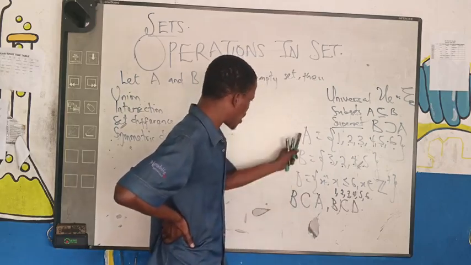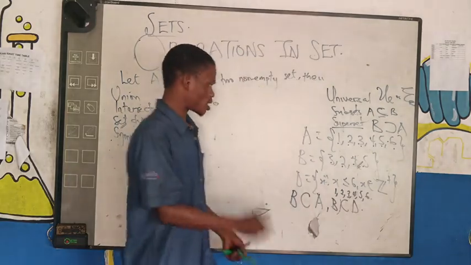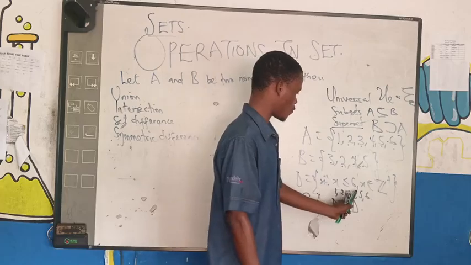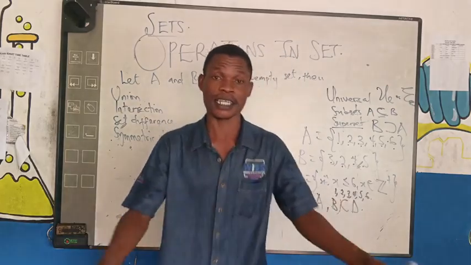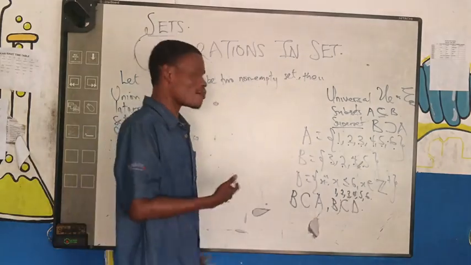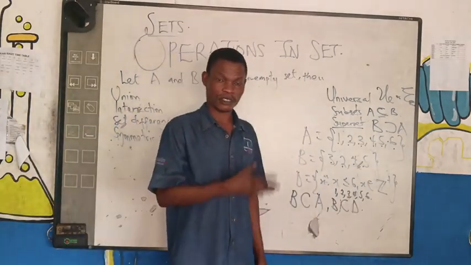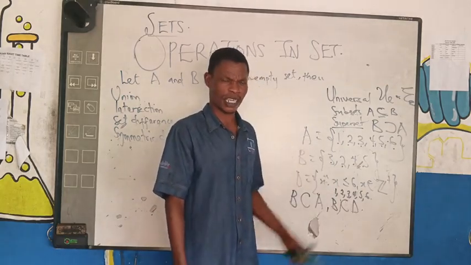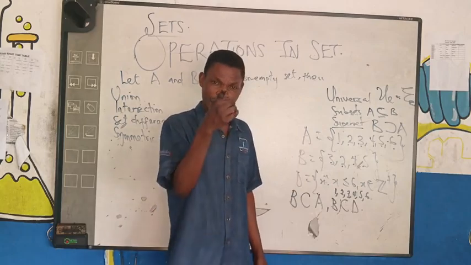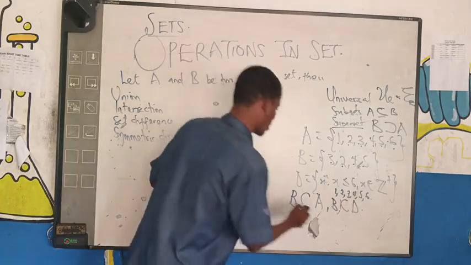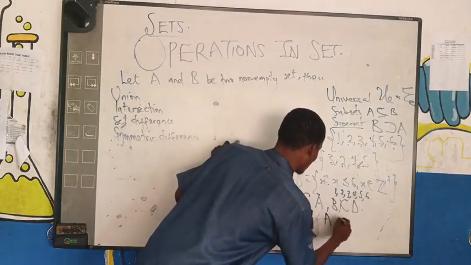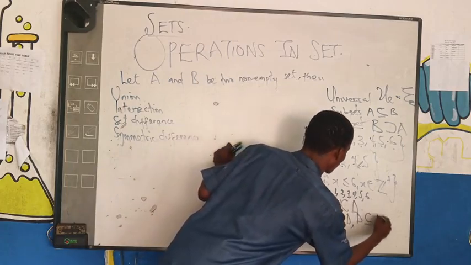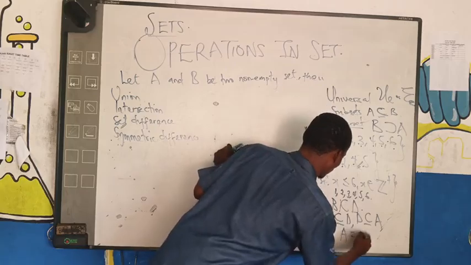Now, there was one question about A and D. Well, let's check the elements. 1, 2, 3, 4, 5, 6, and again here, 1, 2, 3, 4, 5, 6. They have the same elements. There's nothing in A that is not in D, and there's nothing in D that is not in A. So we say they are equal. In fact, I can say A is an improper subset of D, and D is equally an improper subset of A. In fact, A is equal to D.